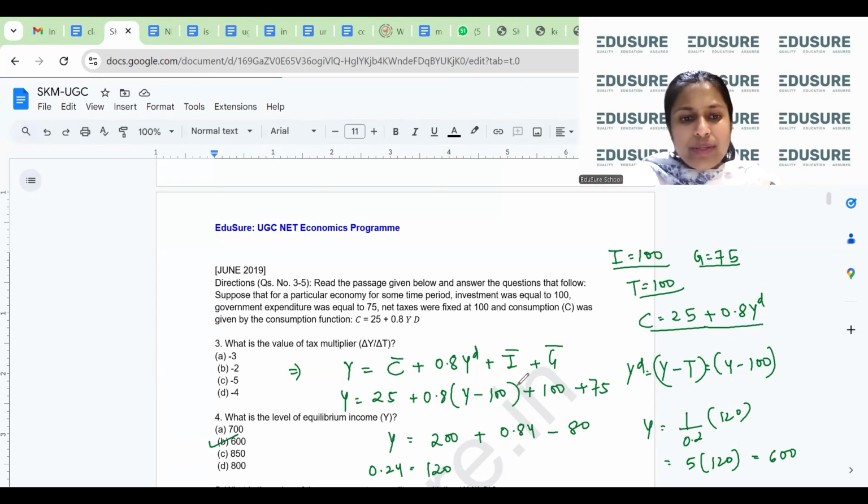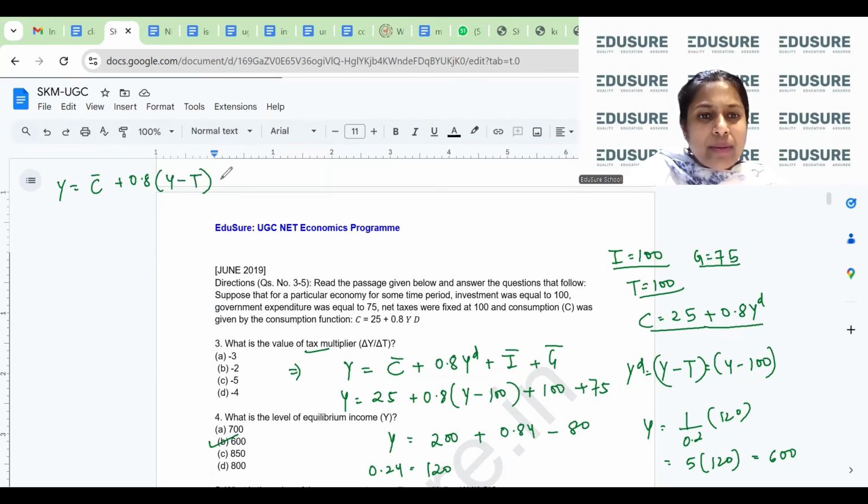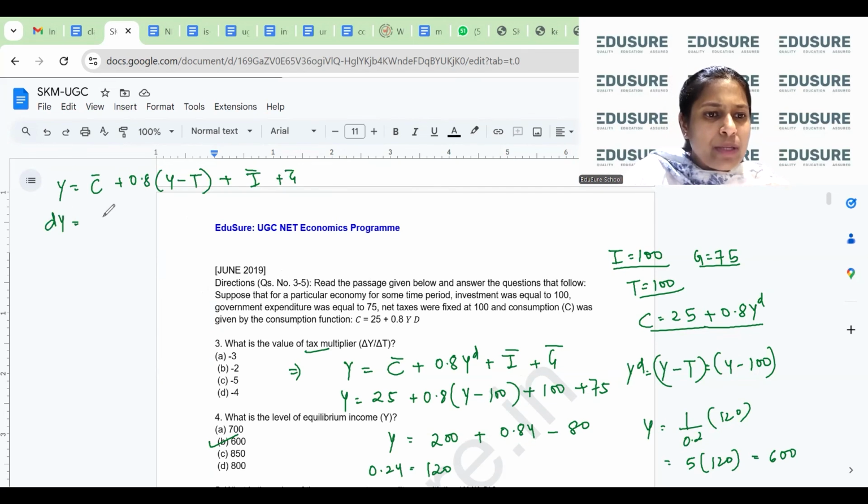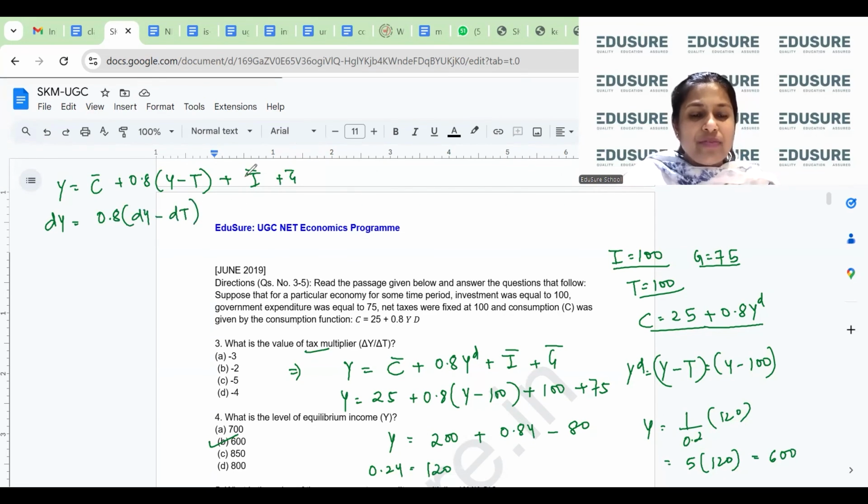To find that out, we will have to keep the taxes as T. Okay, then we'll be able to find the tax multiplier. So if you rewrite this equation as Y is equal to C bar plus 0.8 times Y minus T plus I bar plus G bar, so they don't matter, because we have to only find the tax multiplier. So when you are finding the tax multiplier, we will keep everything else as constant. So this is going to be dY is going to be equal to 0.8 times dY minus dT. So after this step, we are taking total derivative.